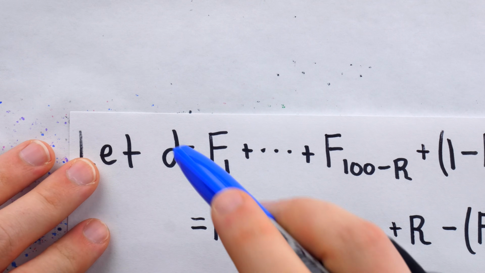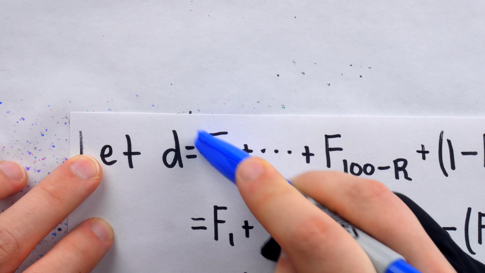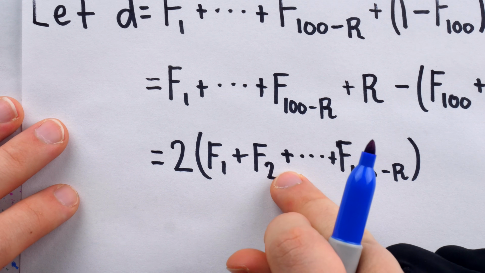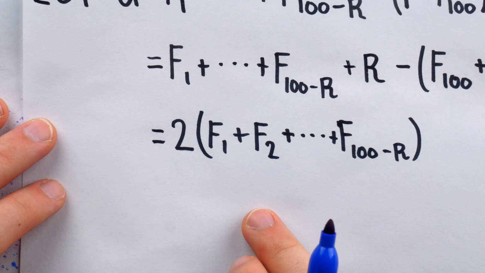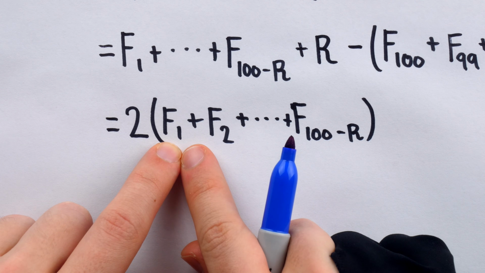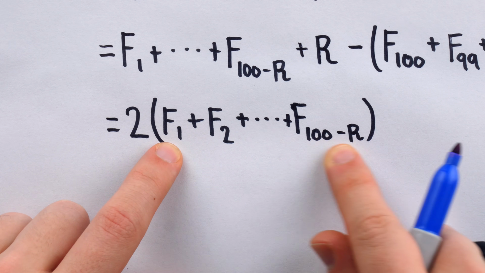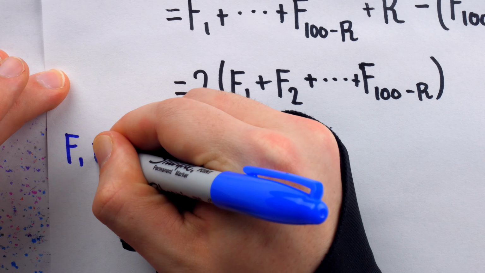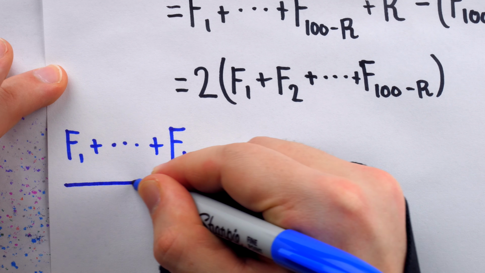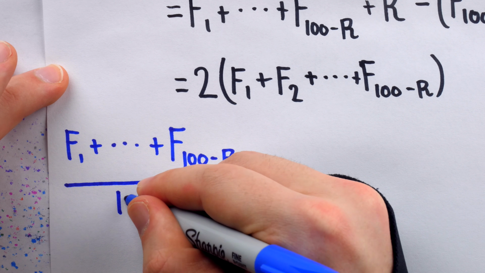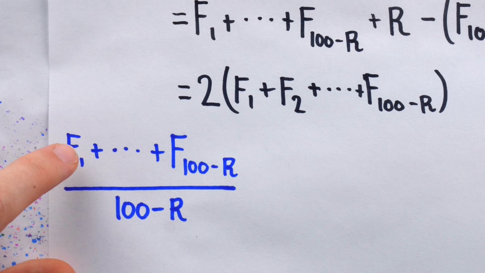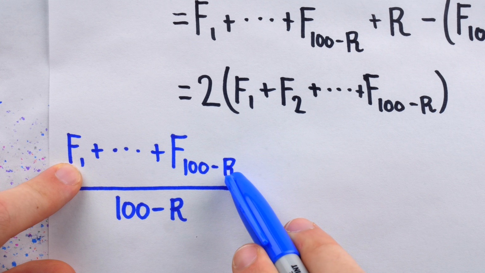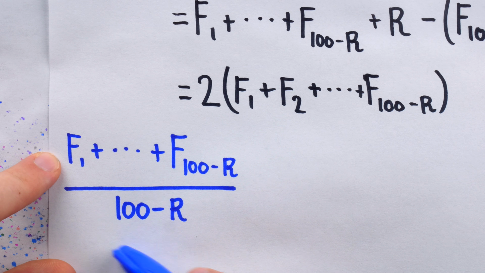Now, to solve this problem and show that D is no more than 50, we're going to need an inequality. So let's get an inequality going by using the arithmetic mean. What's the arithmetic mean of all of these fractional parts? Well, of course, it would be their sum, F1 plus F2 and so on, and then divide by the total number of terms, which is 100 minus R. It's the number 1 smallest part up through the 100 minus Rth smallest part, so 100 minus R terms total.